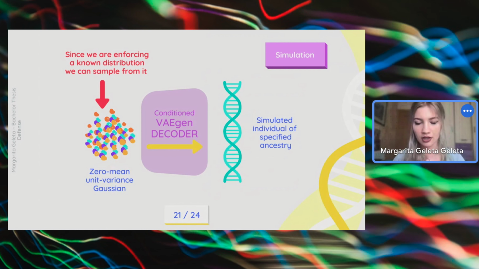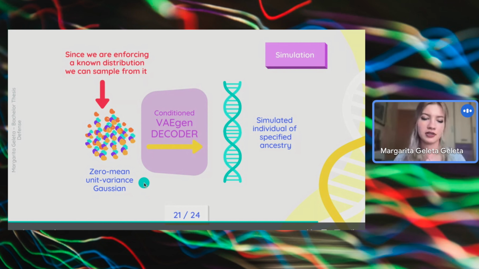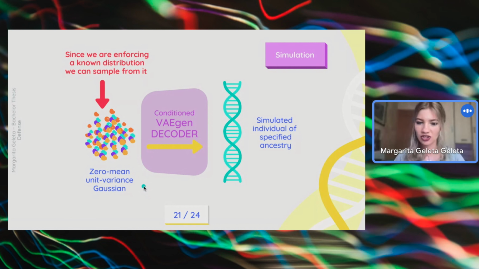And finally, simulation. Recall that I told you that I'm enforcing the bottleneck to be Gaussian. We're enforcing it to a known distribution because if we know the distribution, we can sample from it. But if we don't know the distribution, we couldn't sample from it. Since we know that the bottleneck is 0 mean unit variance Gaussian, we can just create a random Gaussian vector, and use the decoder conditioned on the ancestry we want to create a simulated individual of that specified ancestry.